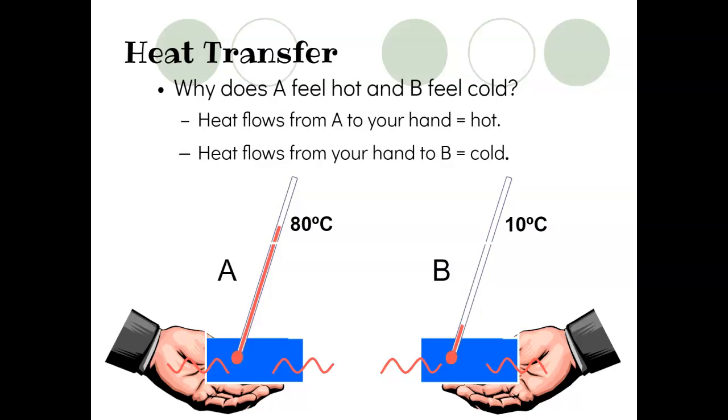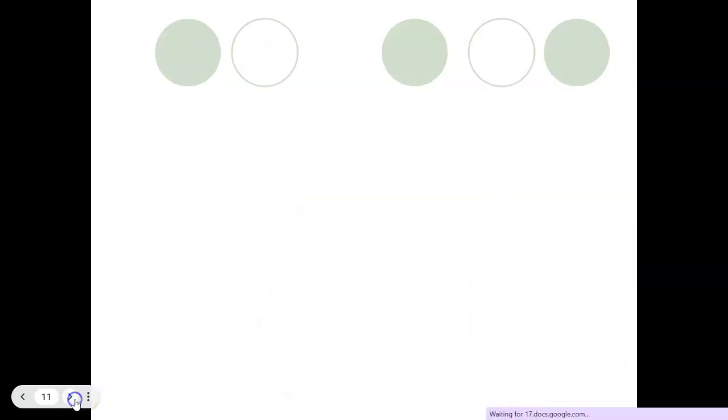Okay, so the heat is being transferred from your body, which is warmer, to the water, which is cooler, and therefore you're going to feel like the water is cool. Okay, so that's how that works. Heat transfers from highest to lowest, so higher temperatures to lower temperatures.